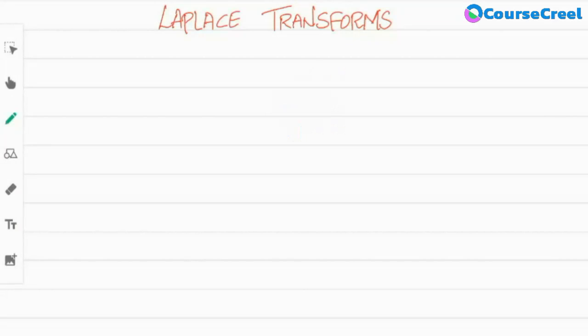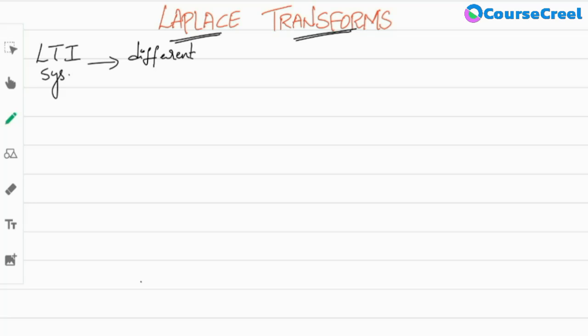Welcome to this session. In this lesson we are going to start with the concept of Laplace transforms. Actually this concept is from the signals and systems subject, but it plays an important role while solving the problems of control systems. So let us see the Laplace transform concept. Basically, any LTI system is defined by using differential equations. Differential equations are nothing but equations in the time domain.